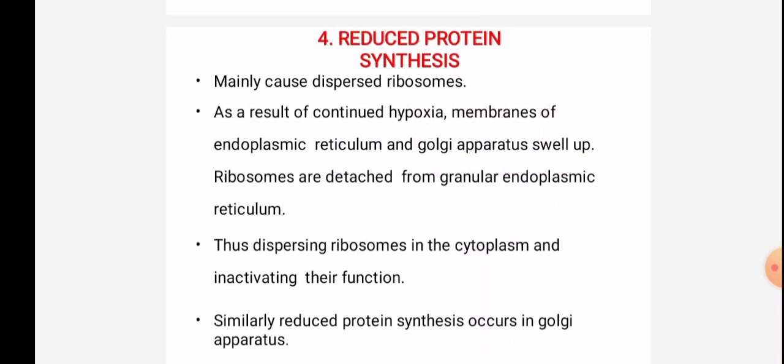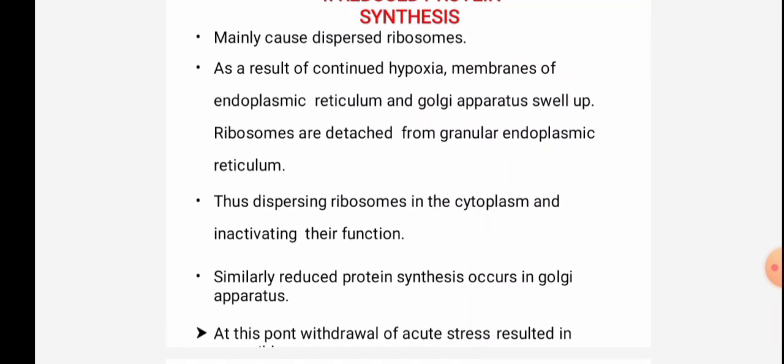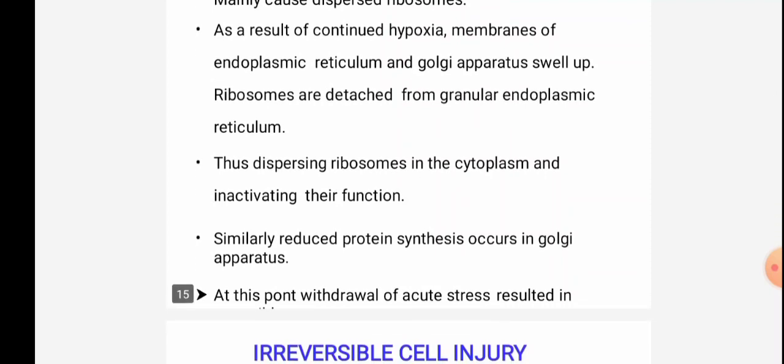Thus the ribosomes are dispersed in the cytoplasm, inactivating their functions. Similarly, reduced protein synthesis occurs in the Golgi apparatus. At this point of withdrawal, acute stress results.